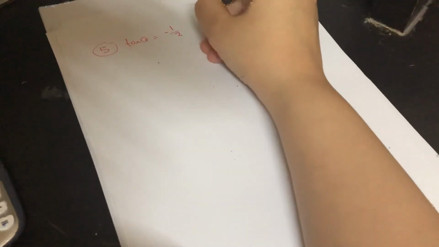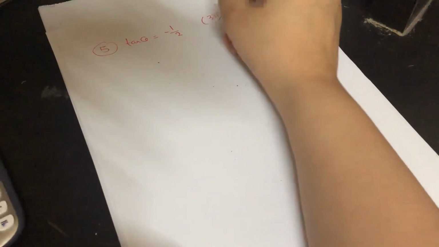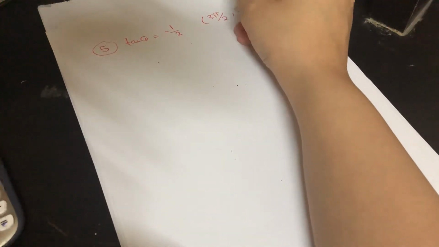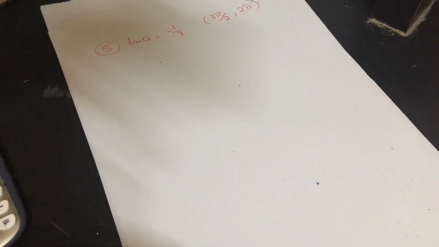Number 5, the question gave me tan theta equals negative half, and theta is between 3 pi over 2 and 2 pi. And let's say also the negative is written like this. The negative belongs to which one? To the numerator or to the denominator?